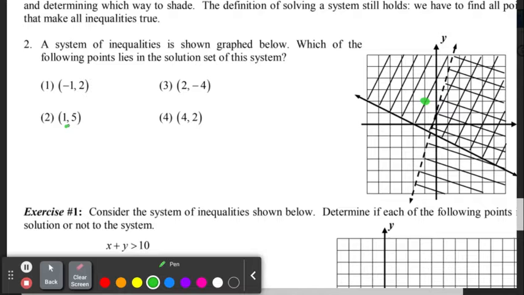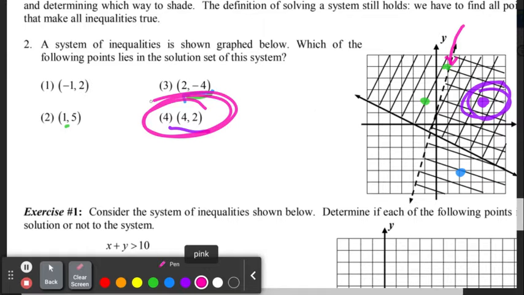1, 5. 1, 2. Super close. I'll do a different color for this one. 2, negative 4, right 2, down 4, and then the last one, 4, 2. This one is our answer. This guy right here, besides the fact that it's a shade over the crisscross area, is also very close to the dotted line. And the dotted line is like our electric fence. It's not quite on the answer. So 4, 2 is our answer.